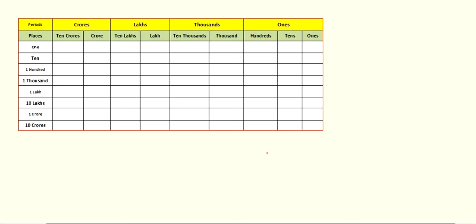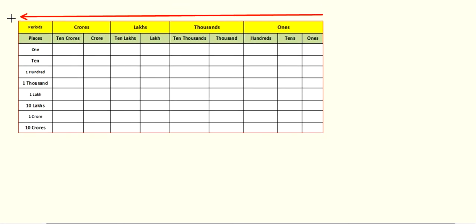This is our Hindu-Arabic Indian system of numeration, counting from the right hand side towards the left hand side, like this. Okay. So now here these are given periods, and this is our period.